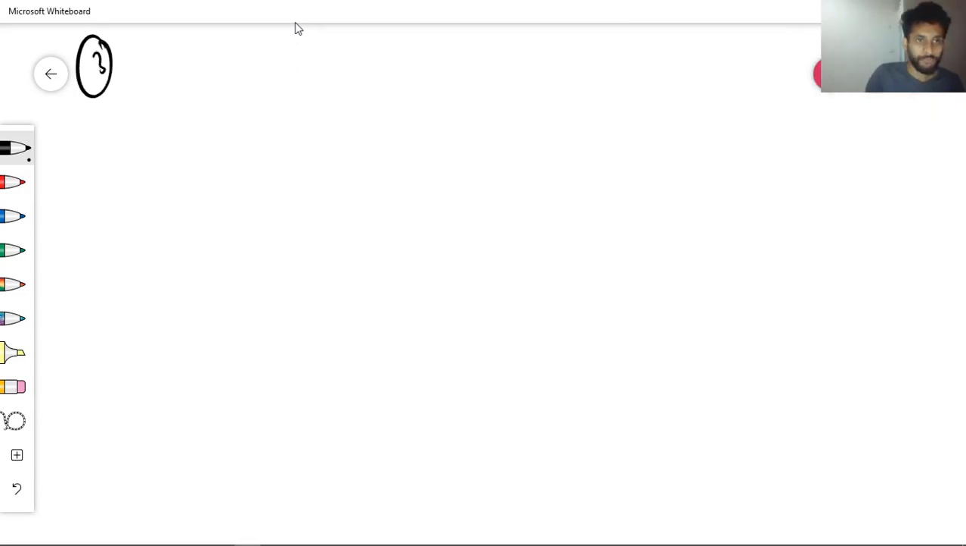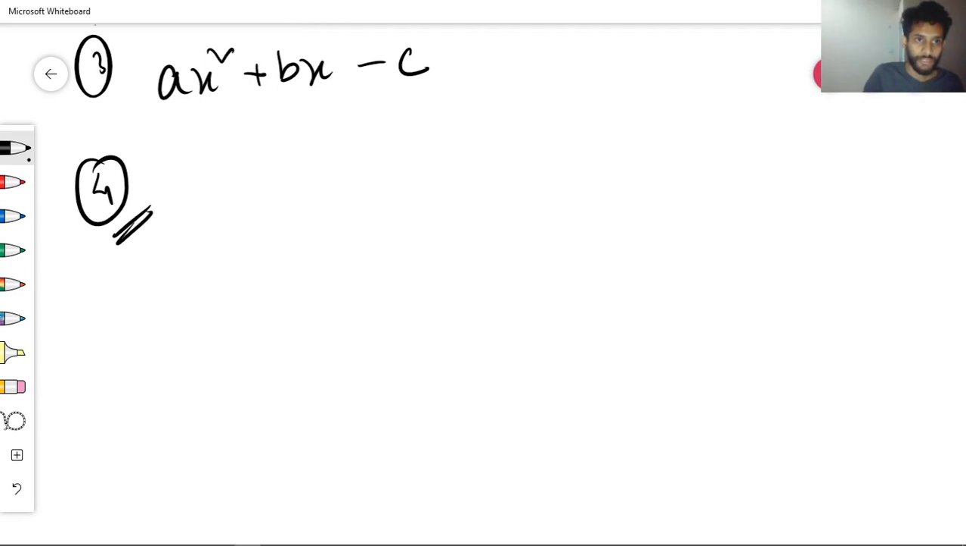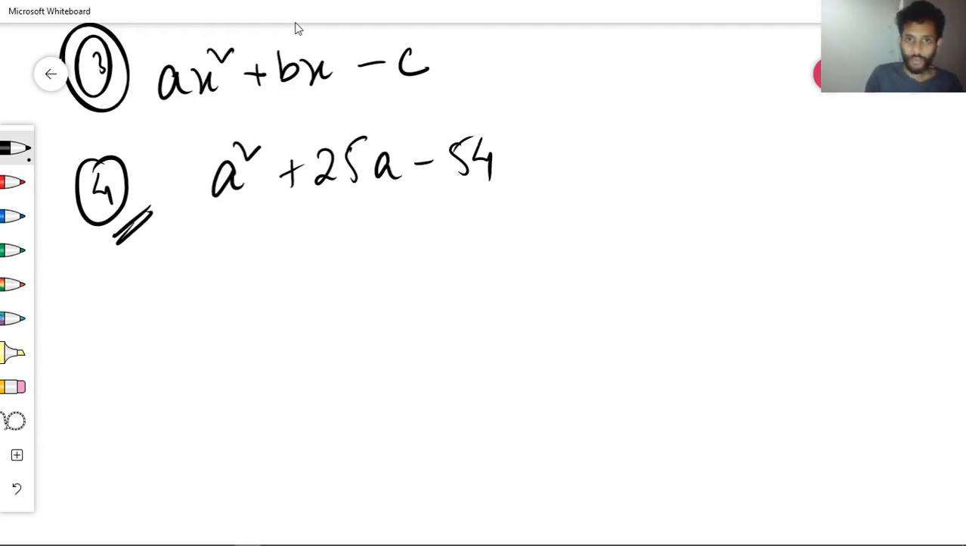Now the third format is ax square plus bx minus c. The third format will be question number 4. Question number 4 is a square plus 25a minus 54.